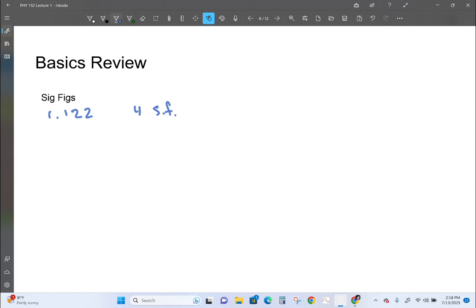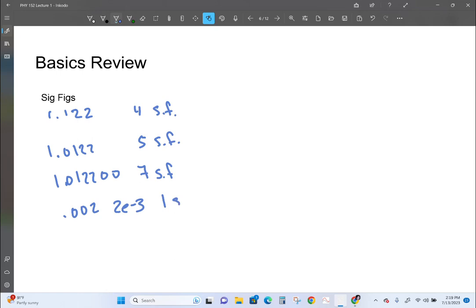If there's a 0 in between any of those numbers, it is significant. If there's a 0 at the end to the right of the decimal, those are significant. But what about this number? So 0.002 only has one significant figure, because when I put this in scientific notation, those zeros are just placeholders. So there's only one sig fig here.